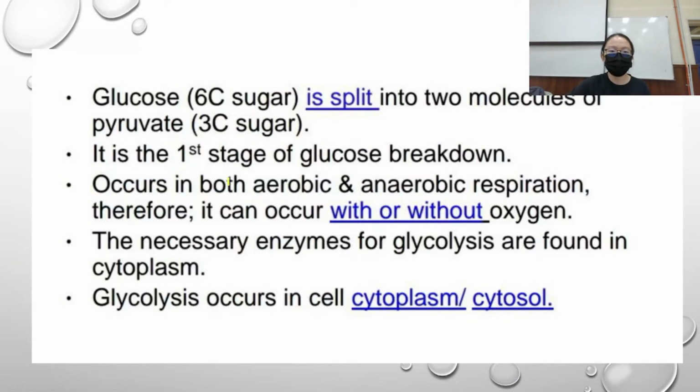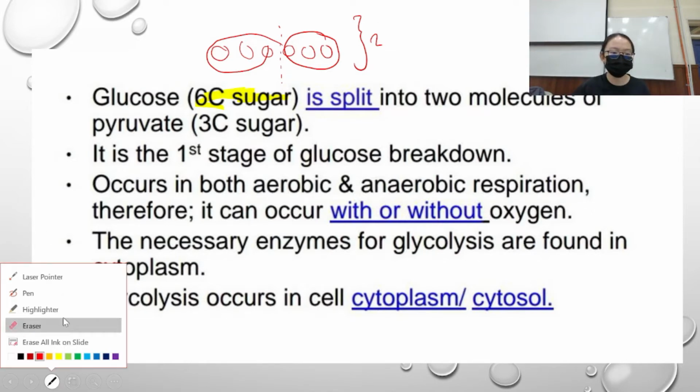So glucose is a 6 carbon sugar and is split into 2 molecules. If 6, 1, 2, 3, 4, 5, 6, it is split in half. So this is pyruvate number 1, this is pyruvate number 2. So 1 glucose will produce 2 pyruvates. Okay, so it is split into 2 molecules of pyruvate. The pyruvate is a 3 carbon sugar.